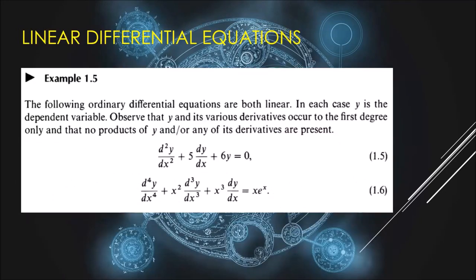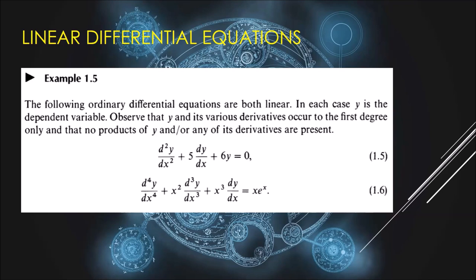The following differential equations are both linear, as in our examples. In each case, y is the dependent variable. Observe that y and its various derivatives occur to the first degree only and that no products of y or any of its derivatives are present. Okay, so we observe in our examples that the derivatives of y, the dependent variable, are of the first degree, or their exponent is raised to 1.